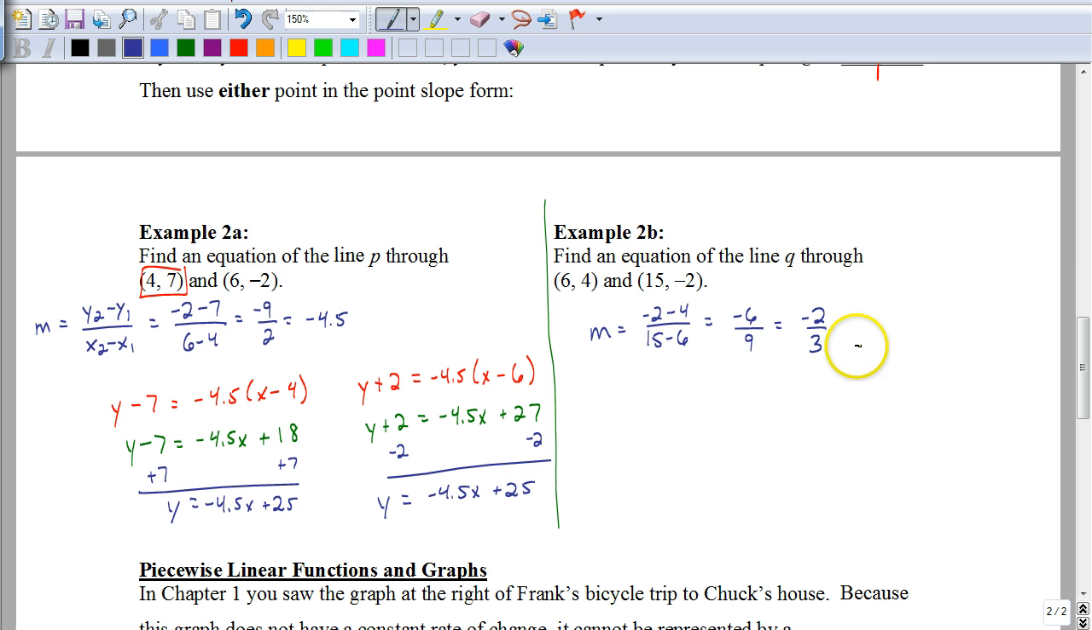Remember, if you do this as a decimal, you get 0.66667. But don't round this. Don't use 0.67 as your answer. You're going to have an inaccurate equation if that's the case. So keep this as a fraction of negative 2/3.